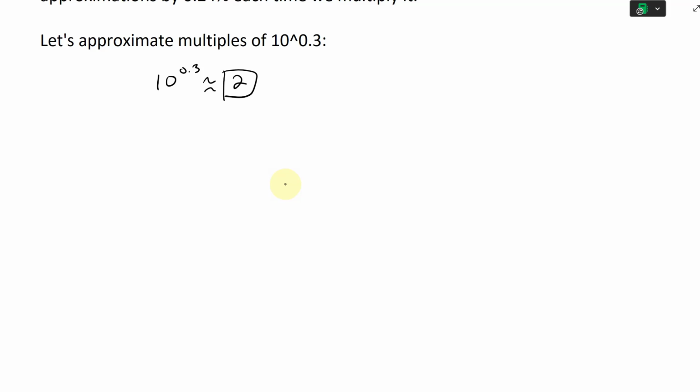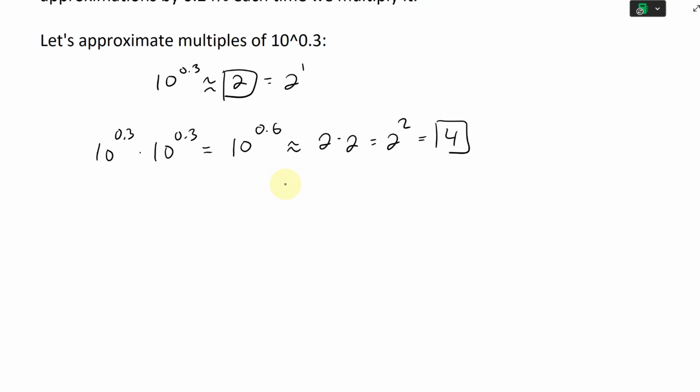The next one is going to be 10 to the 0.3 multiplied by 10 to the 0.3. So 10 to the 0.3 times 10 to the 0.3, these add up using our power rules, and this equals 10 to the power of 0.6. And this is approximately equal to, we're going to multiply this twice, so 2 times 2. In other words, this is just 2 to the 2, and this equals 4.